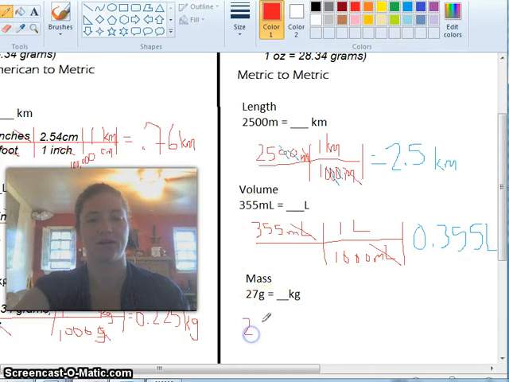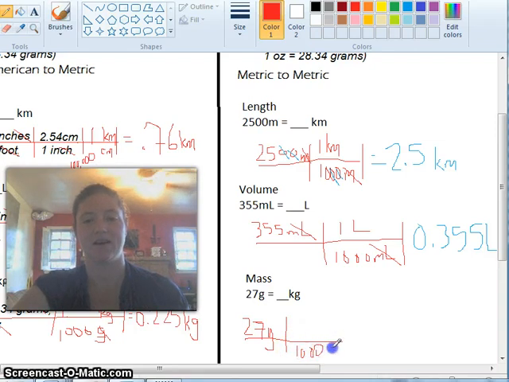Alright, our last one, mass, grams to kilograms. If I start out with 27 grams, and I want to go to kilograms, well, kilograms means 1,000. So that means there's 1,000 grams in 1 kilogram. So I'm going to go through and I'm going to put my 1,000 grams down here at the bottom. That way I can cross my grams out, and that'll equal 1 kilogram.